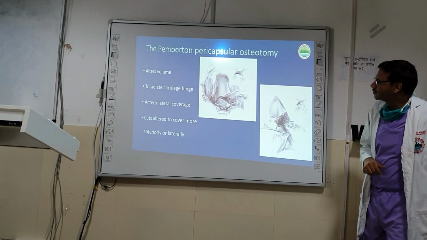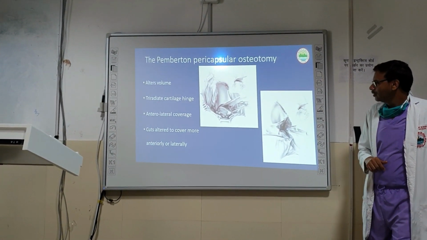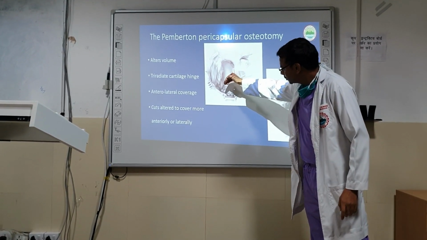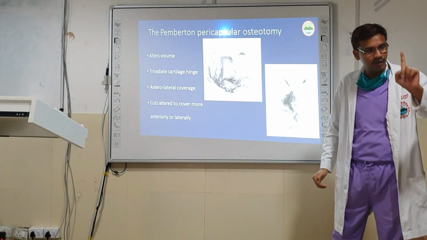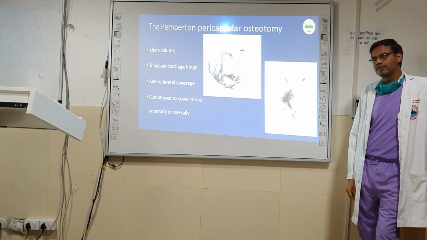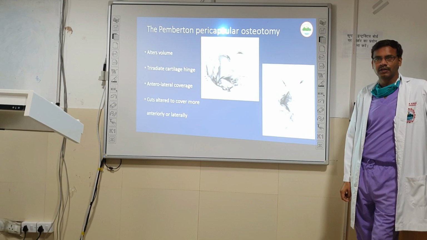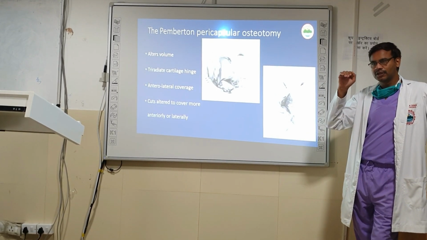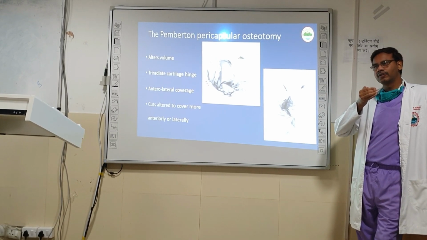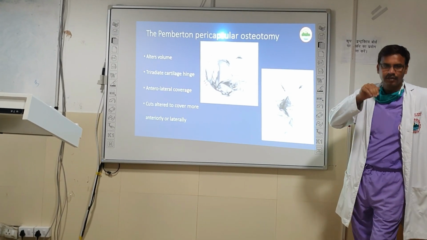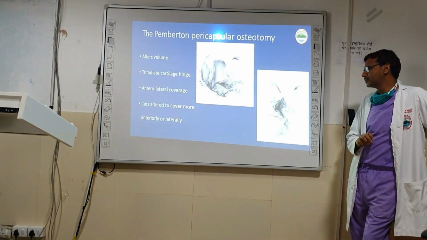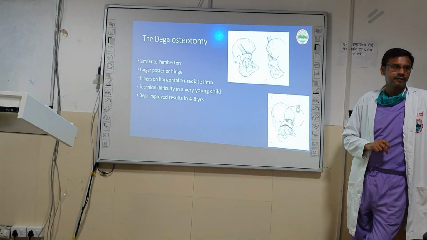So that means you can see here that the osteotome is going right towards the sciatic notch, but you never have to enter the sciatic notch. Don't enter, otherwise it will not be Pemberton. So don't enter inside the sciatic notch. You have to remain a little bit anterior to the sciatic notch and you have to go inside the horizontal limb of the triradiate cartilage. This is Pemberton.